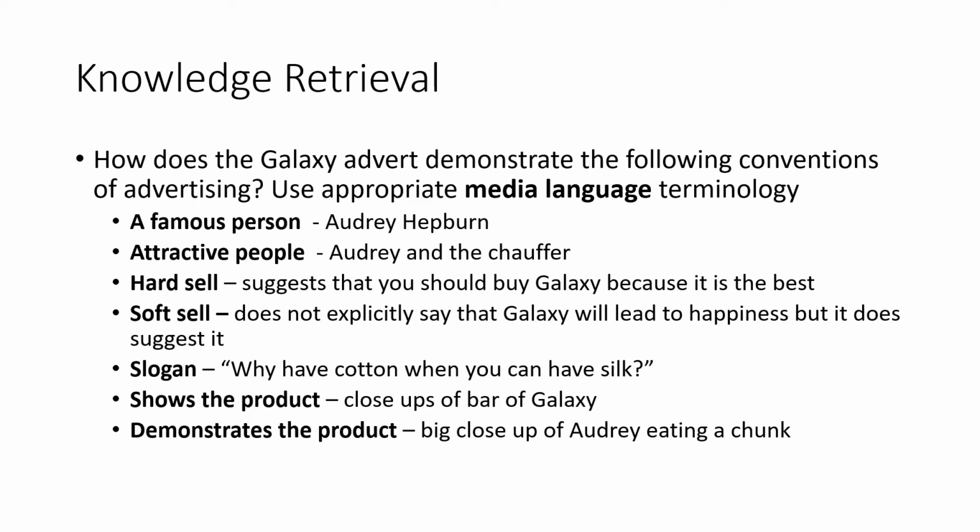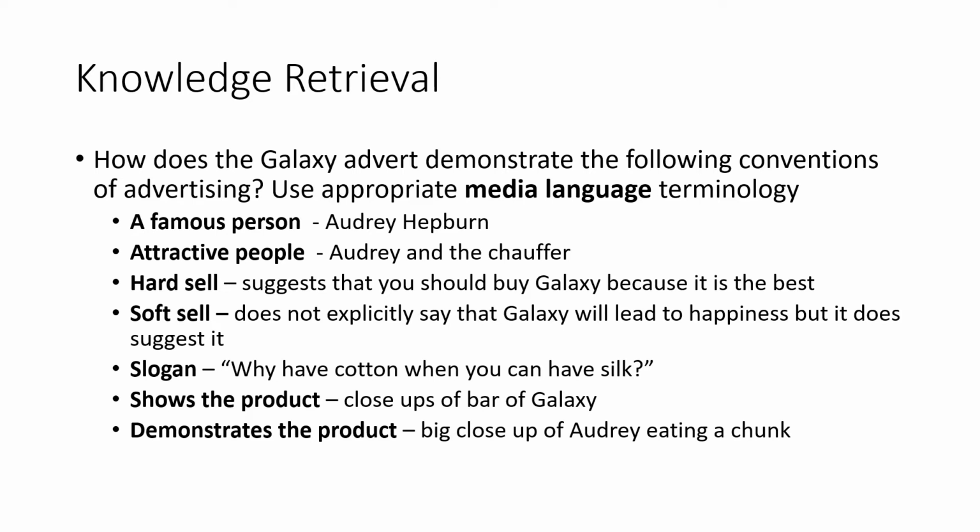The hard sell: it suggests that you should buy Galaxy because it is the best. It does that by saying, why have cotton when you can have silk? It's clearly a metaphor that the Galaxy is silk, which is a high quality fabric. Other chocolate bars are clearly cotton. They are less high quality.